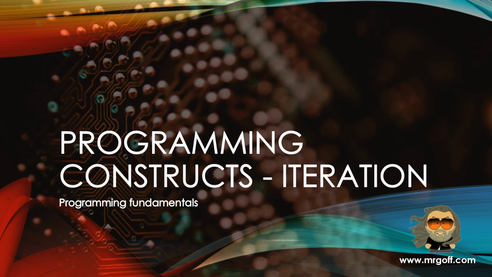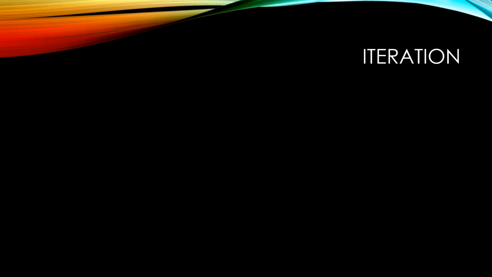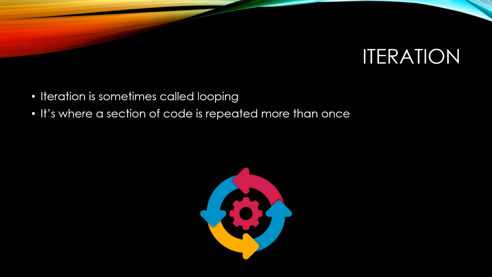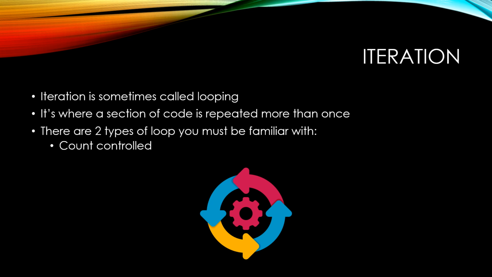This video will focus on the programming construct, iteration. Iteration is sometimes called looping. It's where a section of code is repeated more than once. There are two types of loop you must be familiar with: count-controlled loops and condition-controlled loops. Let's take a look at each of these.